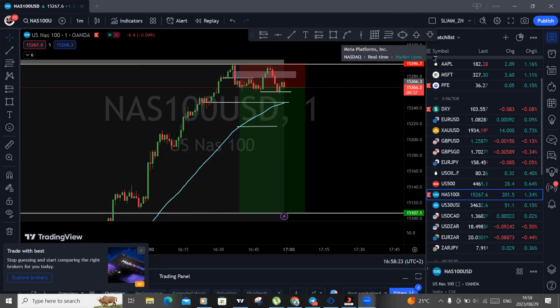So that's basically the thought process going into the running trade. How to manage it. Do we close? Do we add? Scale in, scale out?